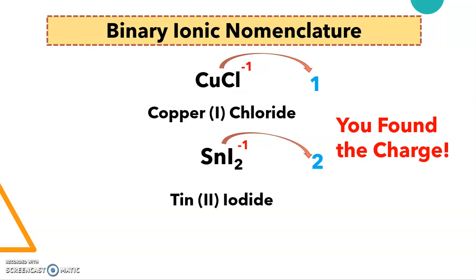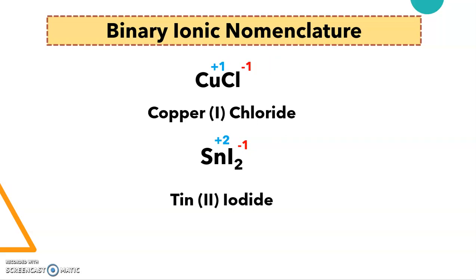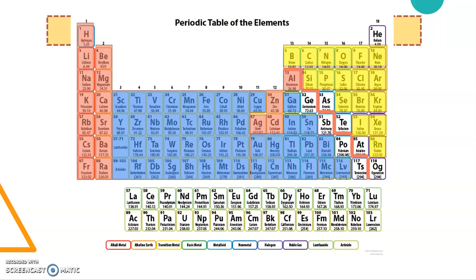And if you'll notice in both of those cases, the copper had a positive 1 charge, and that's where the Roman numeral 1 came from. And the tin had a positive 2 charge, and that's where the Roman numeral 2 came from. So just as a review again, based upon where the first element on the inside of the compound falls, this will help you determine what style of nomenclature or naming that you're going to use.